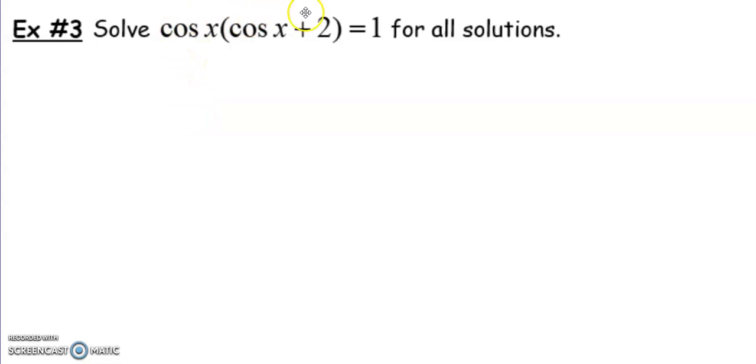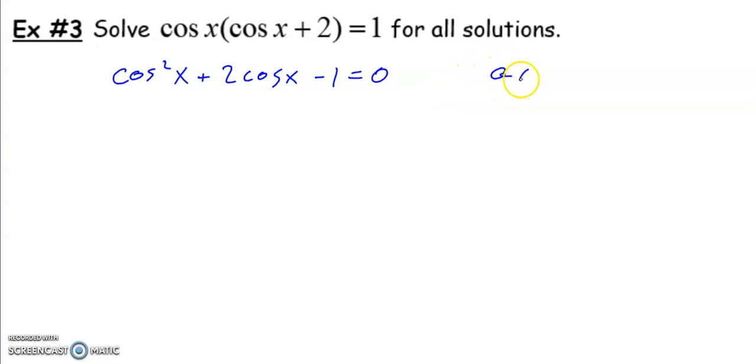Let's take this equation, and I am going to distribute the cosine into the parentheses. So we're going to have cosine squared x plus 2 cosine x, and I'm going to subtract 1 so it equals 0. Now, if I look at this one, are there any factors, anything that multiplies to give me -1 and adds to 2 so I could factor? And that answer is no.